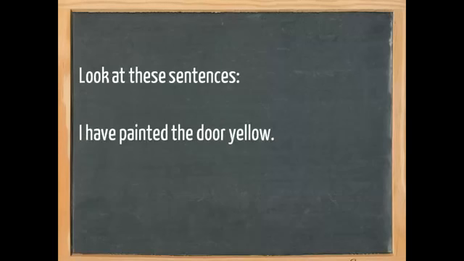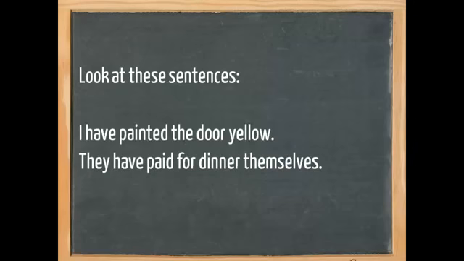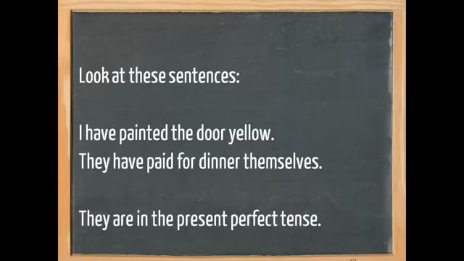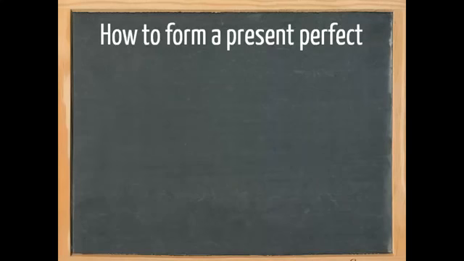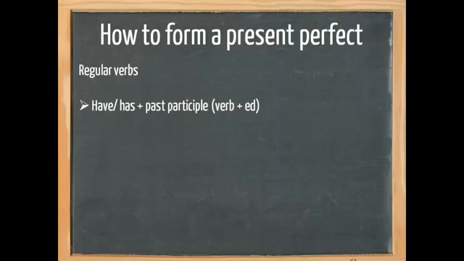I've painted the door yellow. They've paid for dinner themselves. Both these sentences are in the present perfect tense. How to form a present perfect? Let's have a look at the regular verbs. For the regular verbs, we use the auxiliary verb to have and the past participle. You can make a past participle by adding ed to the infinitive form of the verb.